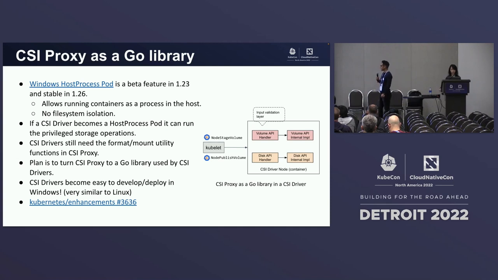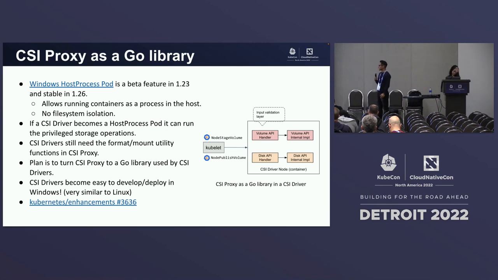So in addition, now that we know of this feature, if a CSI driver becomes a host process pod, then the CSI driver itself can run these privileged storage operations. It doesn't need to go through the CSI proxy binary. But the CSI driver still needs the format and mount functionality that is in CSI proxy.